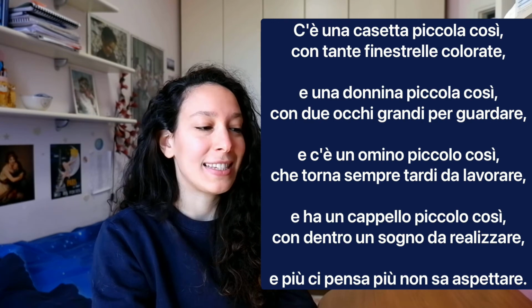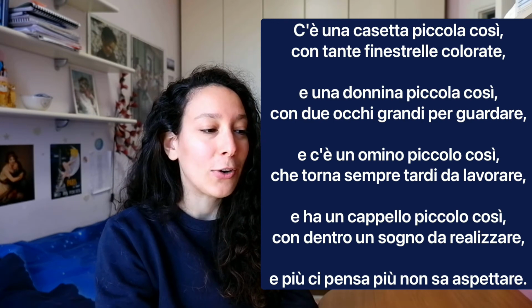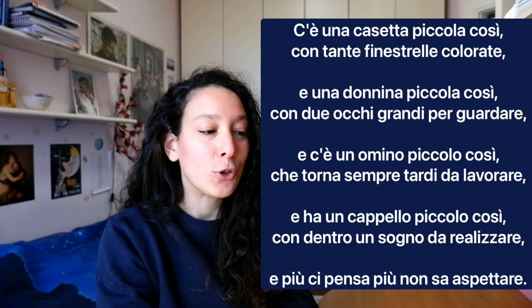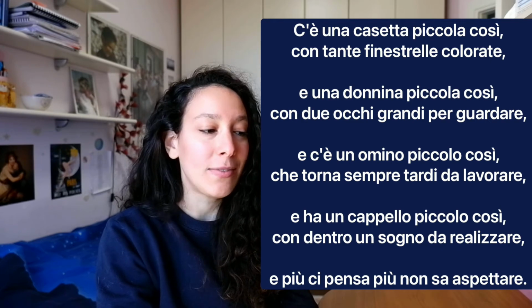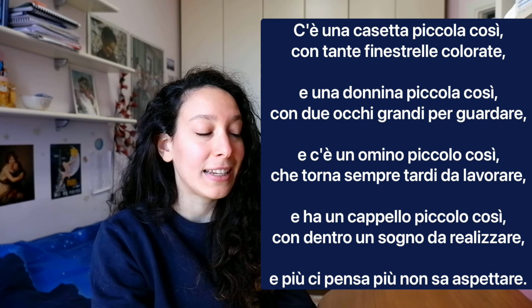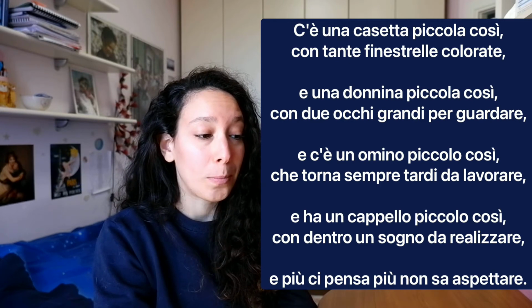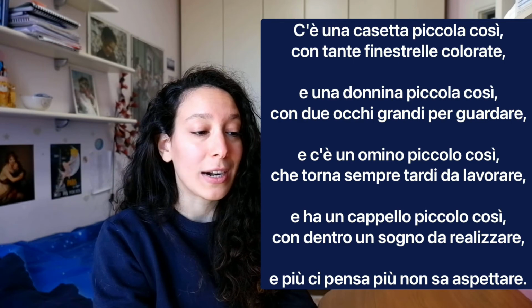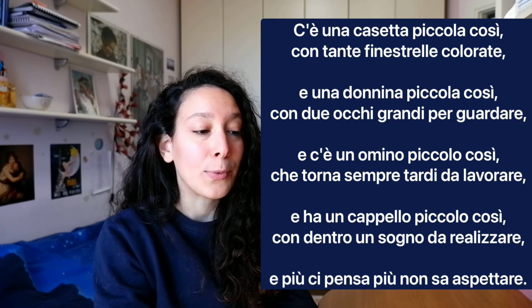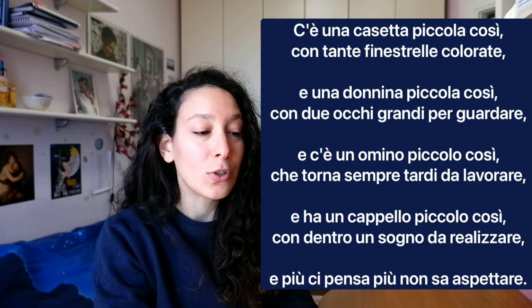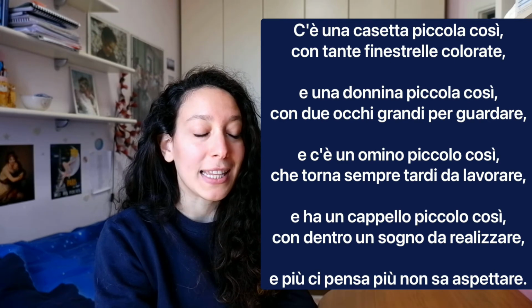C'è una casetta piccola così, con tante finestrelle colorate, e una donnina piccola così, con due occhi grandi per guardare, e c'è un omino piccolo così che torna sempre tardi da lavorare e ha un cappello piccolo così con dentro un sogno da realizzare e più ci pensa più non sa aspettare.